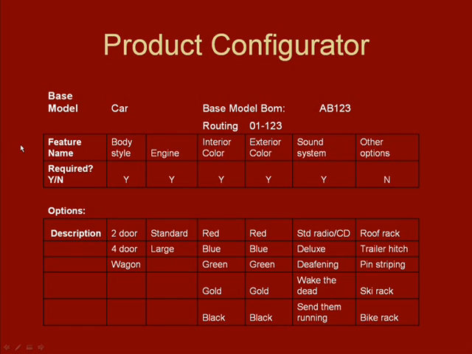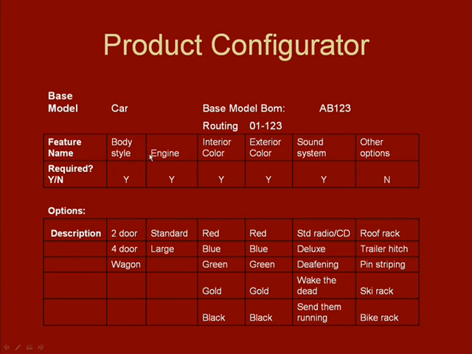The base model is comprised of a group of features. Features represent characteristics of the product that are important to the customer and allow the customer to choose options for each of those features. In our simple example, we have a feature called body style. It is a required feature. In other words, you have to choose a body style. You can't have a car without a body style. The options for that feature include two-door body style, four-door body style, and a wagon body style.